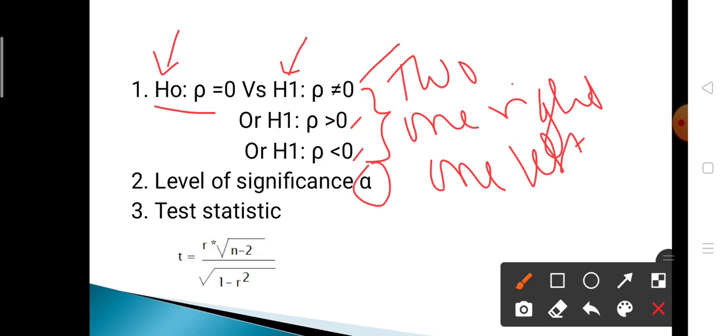Now the second step is the level of significance. The level of significance is denoted by alpha and it may be fixed at 1%, 5%, 10%, etc. Now the third step is the test statistic and its calculation.